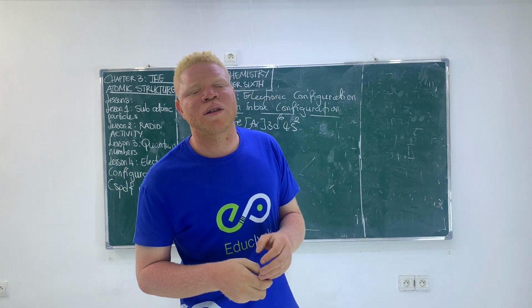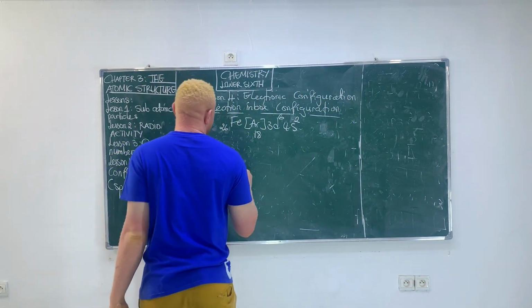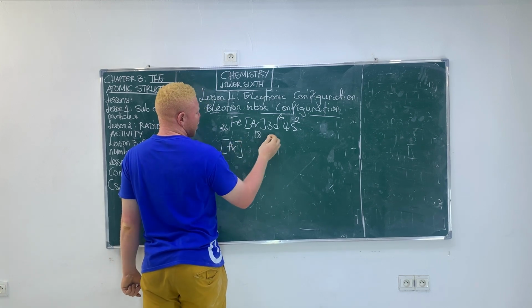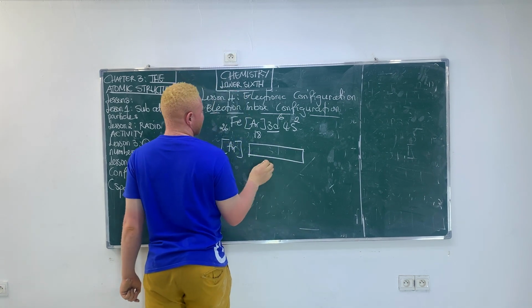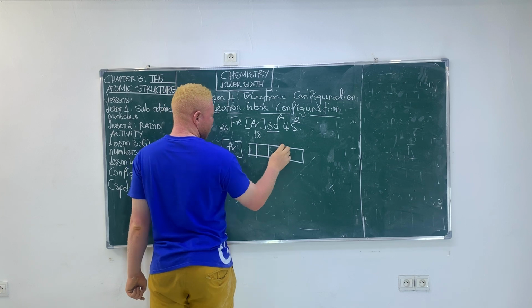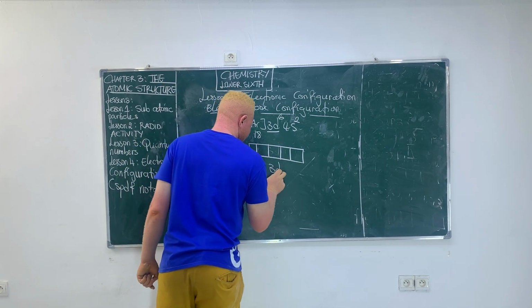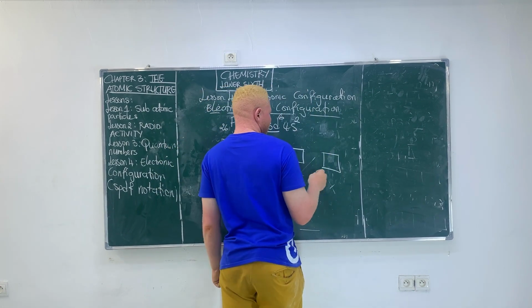Then now I'm going to use the electron in box configuration. So in the electron in box, we have argon. Remember that the d orbital takes a total of five boxes.